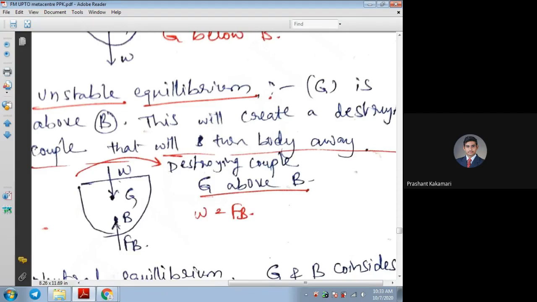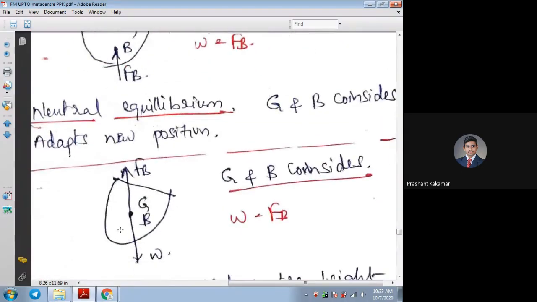Then the last is neutral equilibrium. In neutral equilibrium, we are considering both points at the same position. This is possible when the bodies are just touching the water surface. Why? Because the center of buoyancy, the center of the volume of liquid displaced, is the same, and the center of gravity of the body is also lying on the same point. In such cases, it is like a suspended body. If you give any couple, it will be retained in the same position, meaning not the original position.